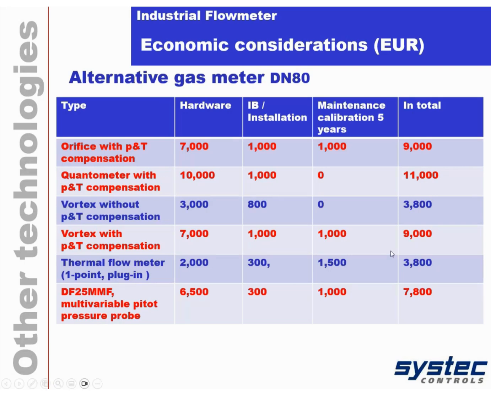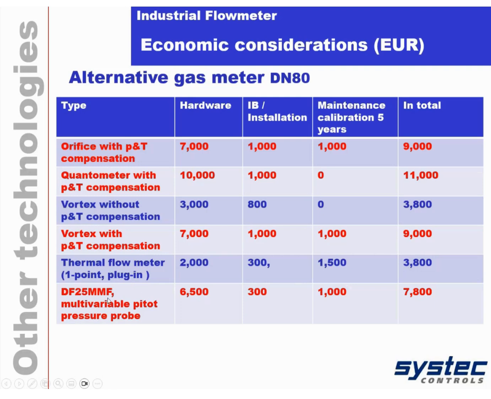So thermal flow meter, the price range is very big, as I said before, from 500 euro to 15,000 euro. So this is really depending what type of flow meter you are using. If you have a high quality, it's much higher than 2,000, but installation is easy. Maintenance and calibration, depending on your application, depending on your accuracy needs, but total cost of ownership is also in the region of a wetted flow meter from Systec.